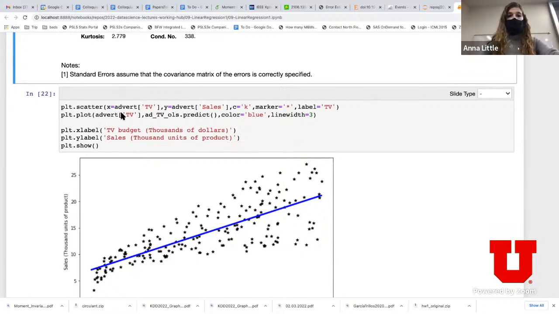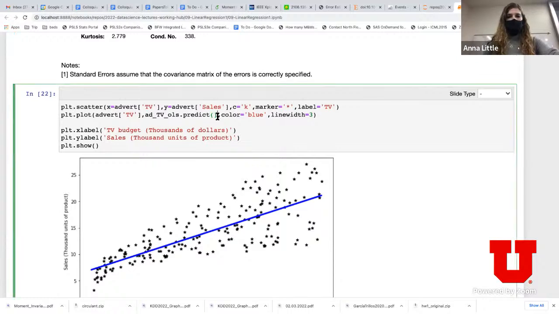So first I'm just doing a scatter plot of the data in the normal way. And then, when you run the sm.ols, it's going to store the predicted values according to the linear regression, and we can plot them by just calling ADTV OLS.predict. Here I'm just plotting the explanatory variable and those predictions from the linear regression. And we see the nice line.